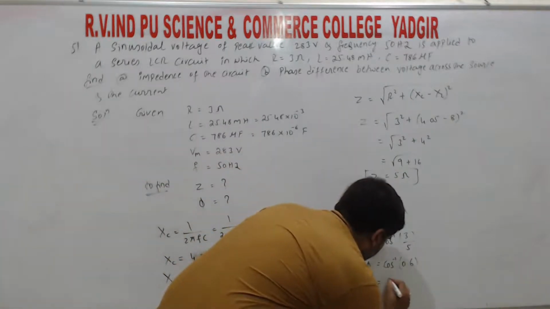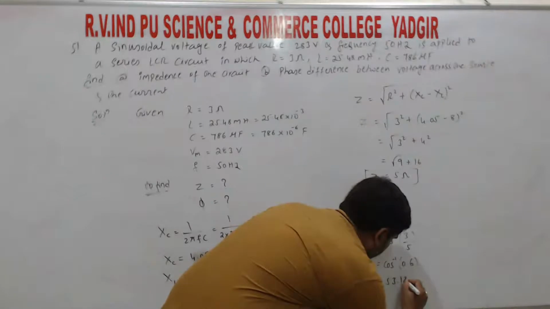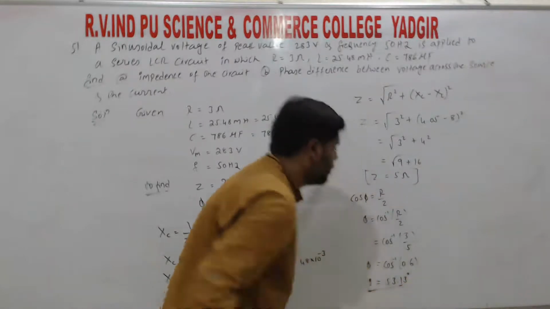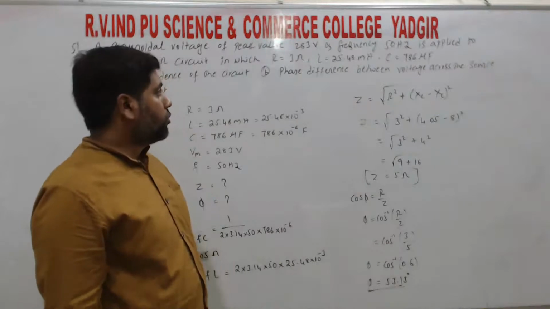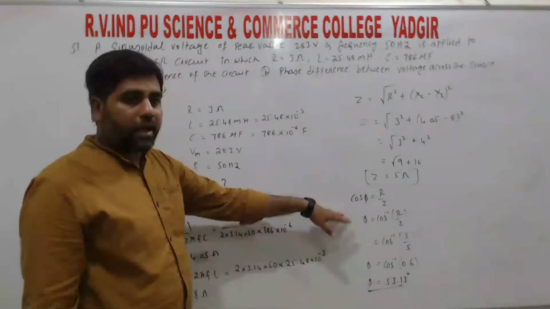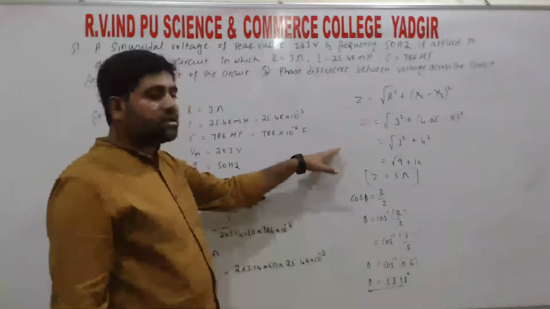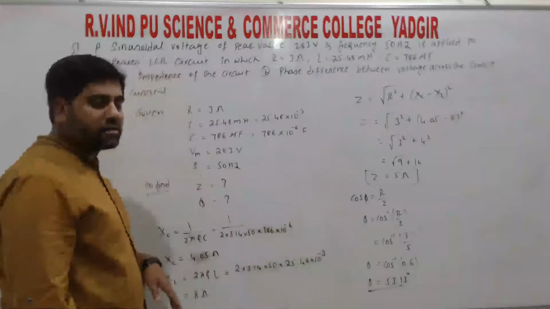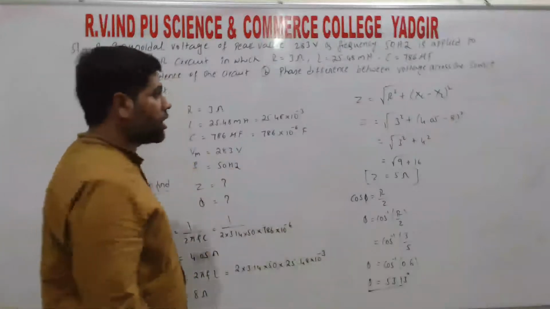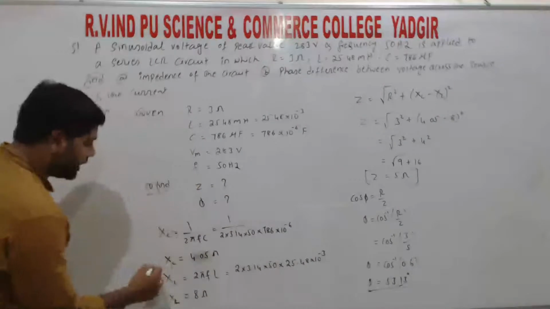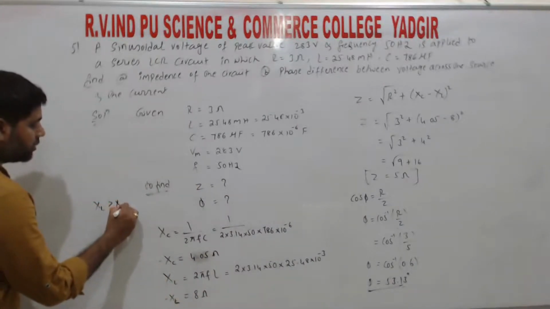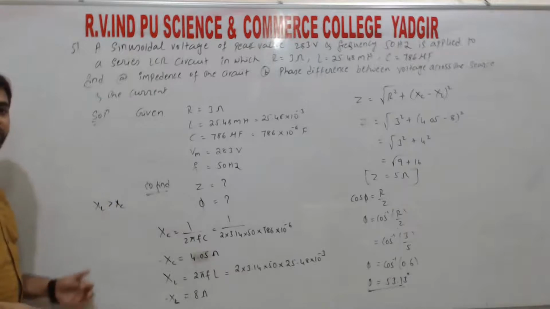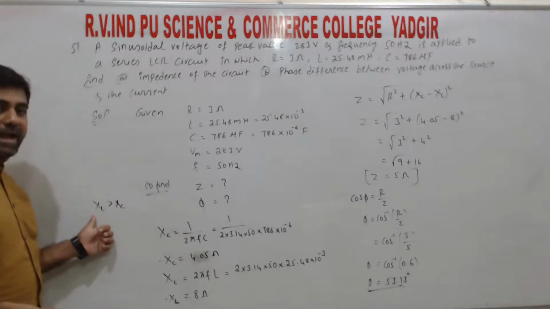So phi is equal to 53.13 degrees. This is the phase difference. Now, they ask whether the voltage leads or lags the current, that is, whether the current leads or lags the voltage. On comparing the values of XC and XL, in this case XL is greater than XC, so that means the current lags the voltage.